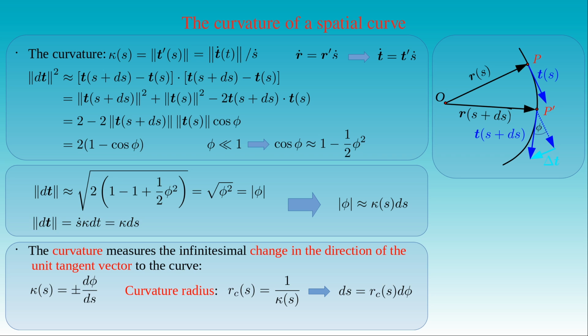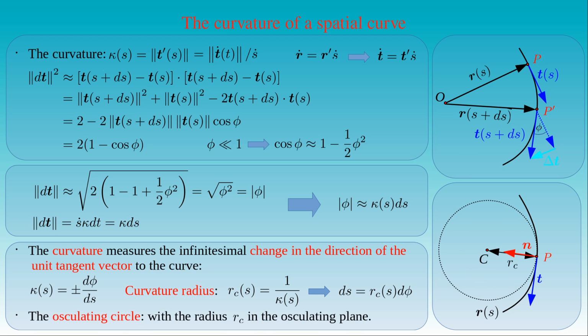If we take the point P on the curve Rs with its tangent vector t and the normal vector n erected at P, then we can draw the osculating circle with the curvature radius rc and the center c of the circle in the direction of the normal vector n. The osculating circle is lying in the osculating plane spanned by the vectors t and n.